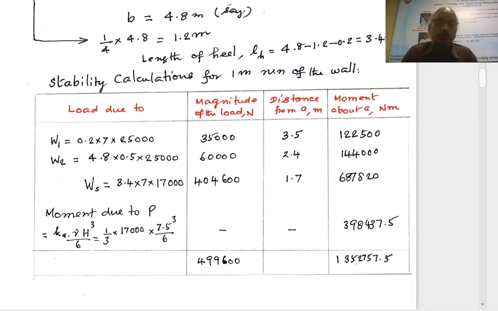Then W2. W2 is the weight of the base slab. The length of the base slab is 4.8 meters. Thickness we have assumed as 0.5 meter into 1 meter length into 25,000. That is equal to 60,000. Into the length of the heel slab, 4.8 meters, so by 2 is 2.4 meters. So 144,000. That is the moment about the bottom of the right end of the heel slab.